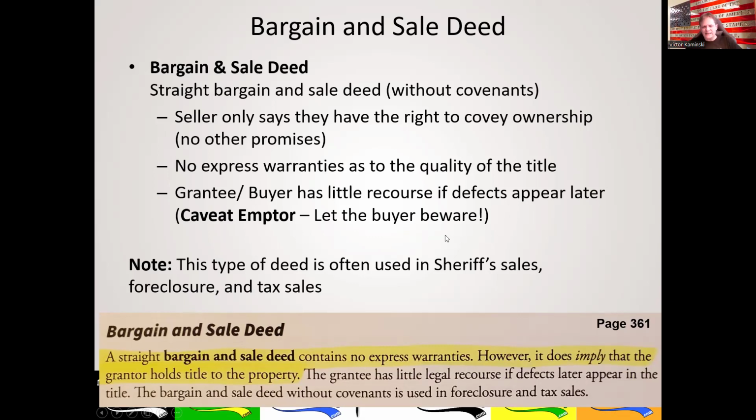And we'll probably highlight that, I think, in chapter 21. But in the meantime, a straight bargain and sale deed, let's highlight, contains no express warranties. However, it does imply that the grantor holds title to the property and therefore has the legal right to sell it.